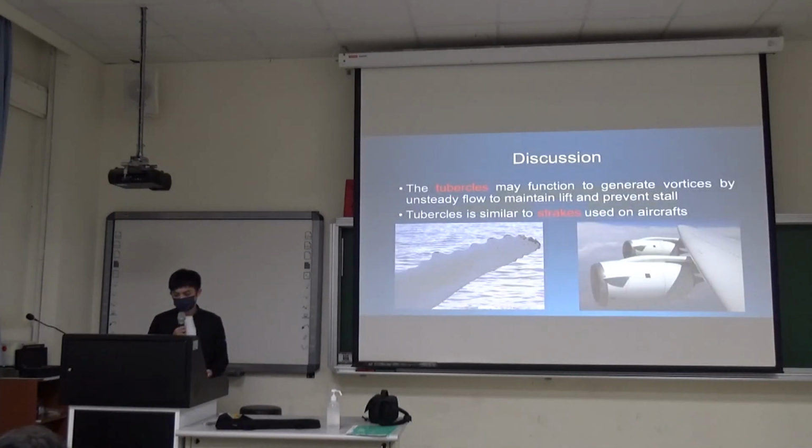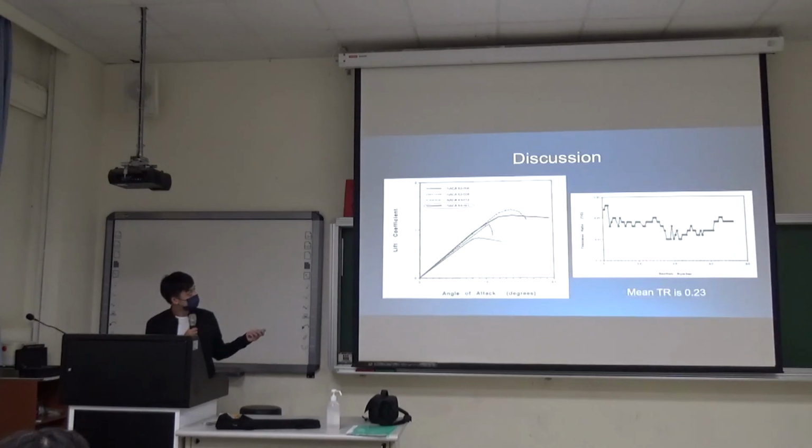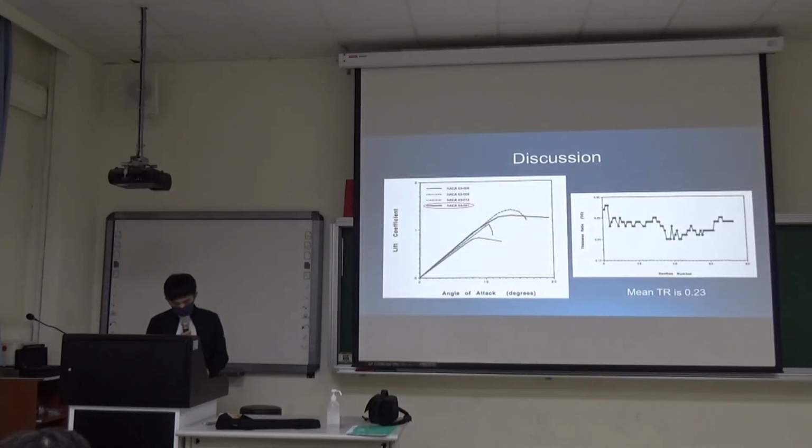And the tubercles may function to generate vortices by unsteady flow to maintain lift and prevent stall at high angles of attack. And we also found that the function of the tubercles may be similar to a strake, this one on the airplane. And stalling is postponed because the vortex exchanges momentum within the boundary layer to keep it attached over the wing surface.